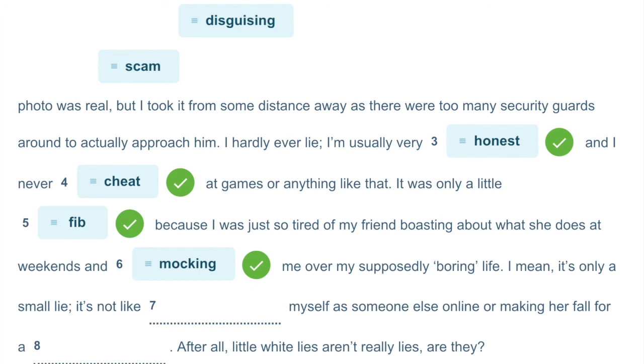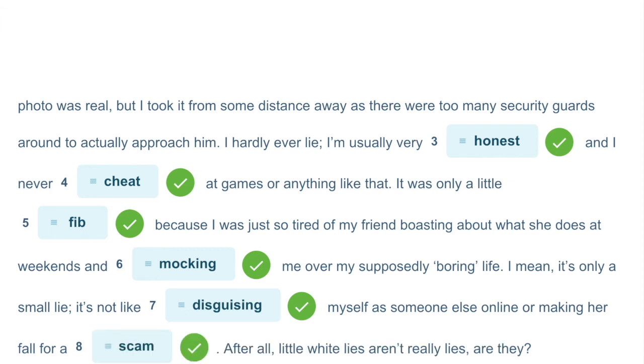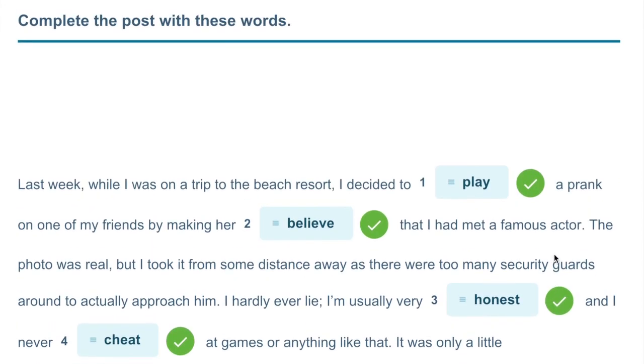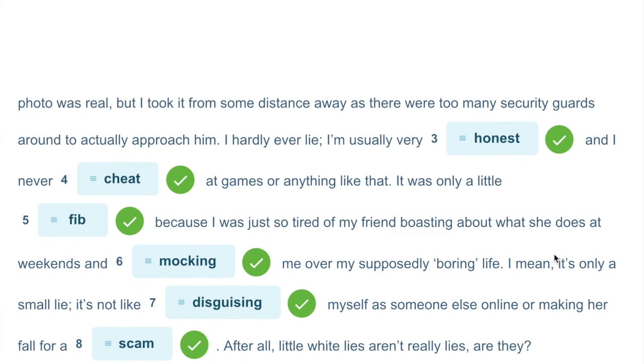I mean, it's only a small lie. It's not like disguising myself as someone else online, or making her fall for a scam. After all, little white lies aren't really lies, are they? Okay, so this is the text with all the answers. For 1 we have play, 2 believe, 3 honest, 4 cheat, 5 fib, 6 mocking, 7 disguising, and 8 scam.